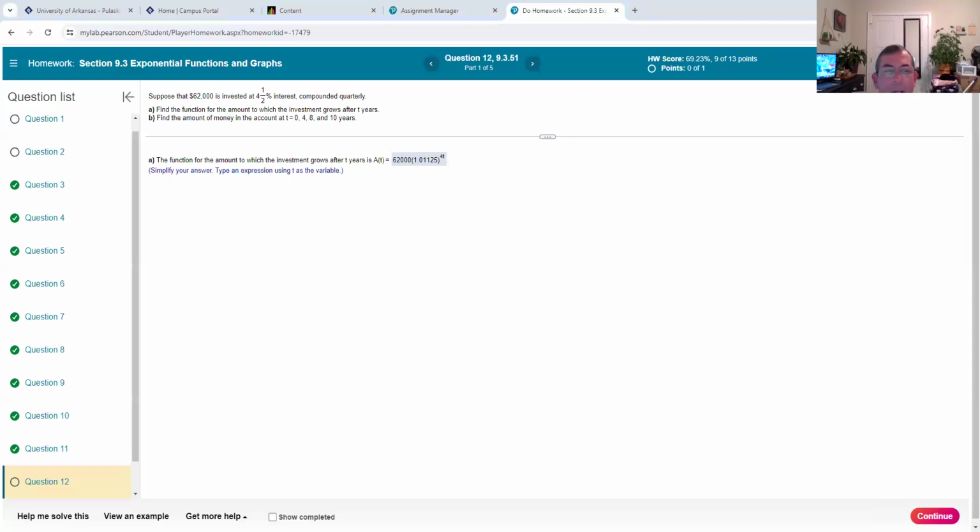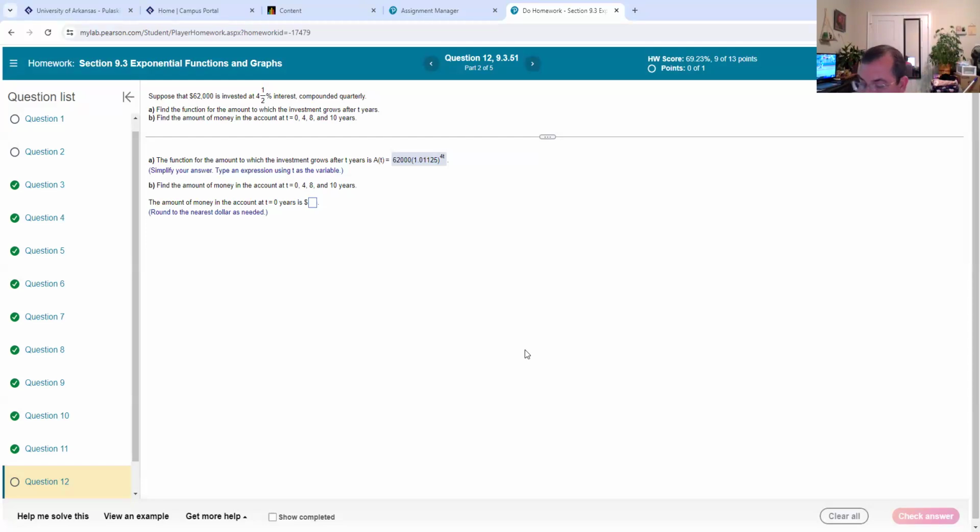Now we're going to continue. They want to know how much money is in the bank after t equals 0, 4, 8, and 10 years. And they want me to round to the nearest dollar. So that means no decimal places. We're rounding to the nearest dollar, okay?